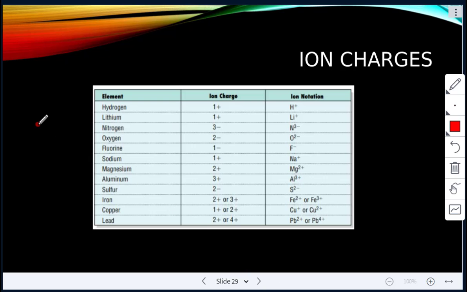This chart here, we're just looking at the charges that we would see in the periodic table. So for example, oxygen has a 2 minus charge. That means it accepts 2 electrons. And that's the notation. It's a superscript when we write the charges, in the top right corner. The other thing to notice here is iron, copper, and lead. They have 2 charges, and that's called having multivalent charges, but we'll talk about that in a little bit.